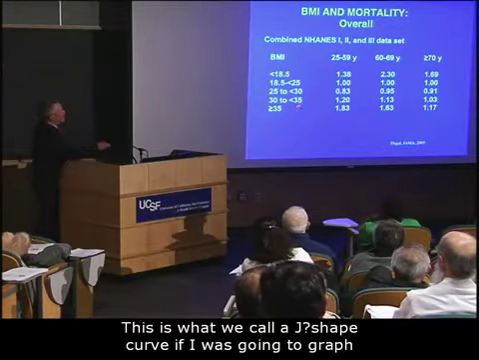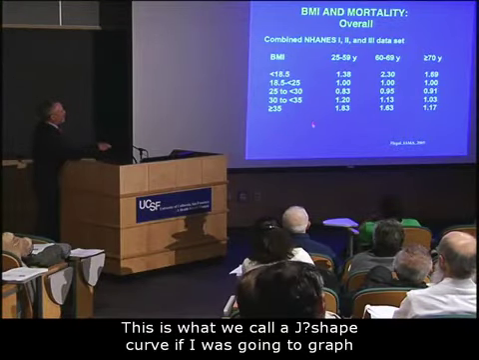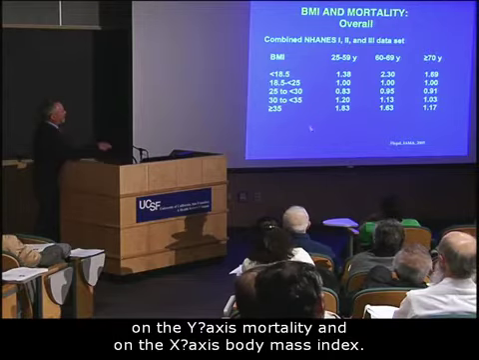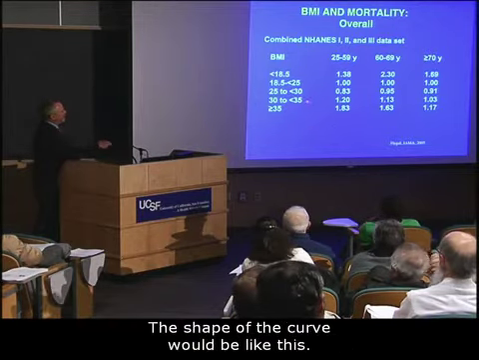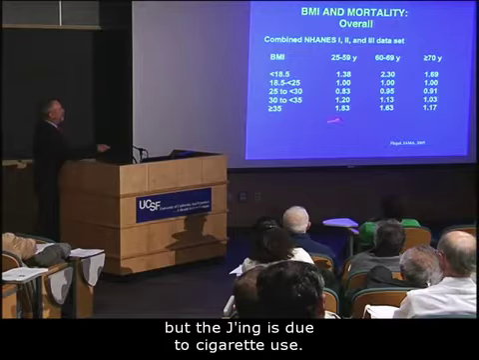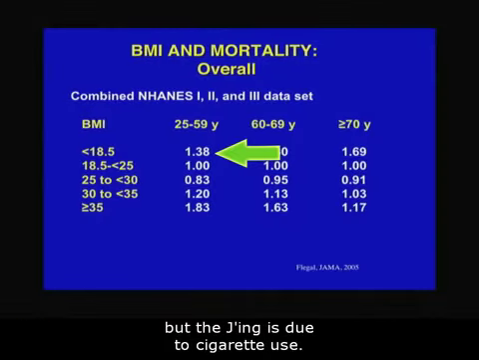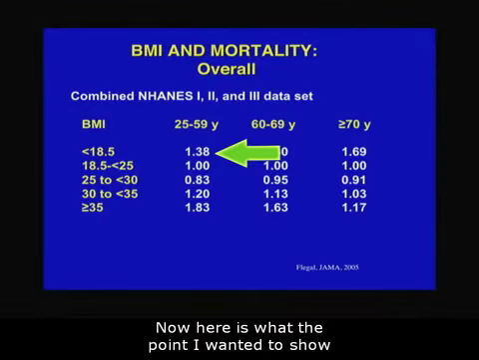So this is what we would call a J-shaped curve. If I was going to graph on the y-axis mortality and on the x-axis body mass index, the shape of the curve would be like this, right? That's what we call a J-shaped curve, but the J-ing here is mostly due to cigarette use.